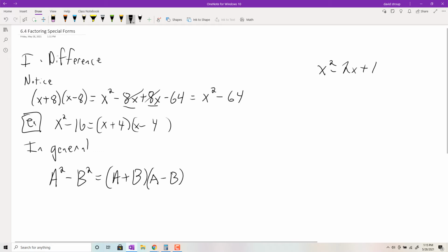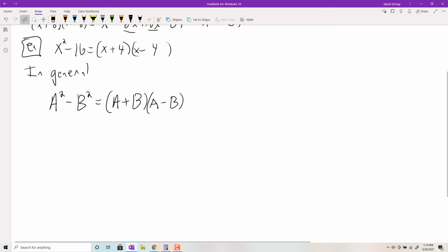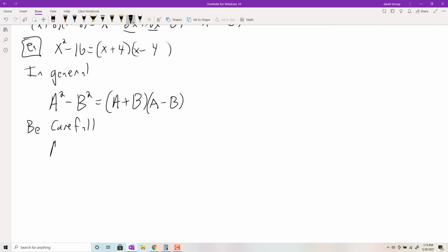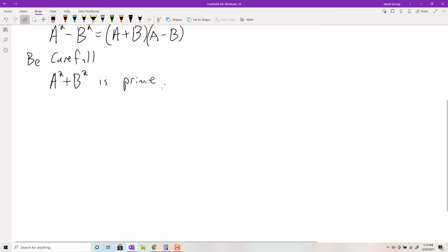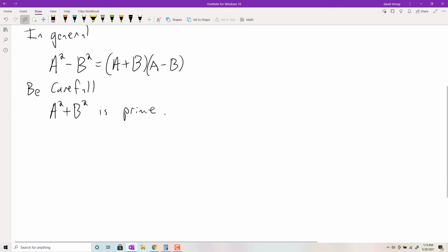Okay? Sort of. It won't always be that easy, and with this formula, you have to be careful. Because if that was a plus in between the a squared and b squared, it just wouldn't work. It would end up being prime, right? So just be careful. If you have a squared plus b squared with a plus in the middle, that will be prime. But if you see this form, a squared minus b squared, it's usually pretty easy.